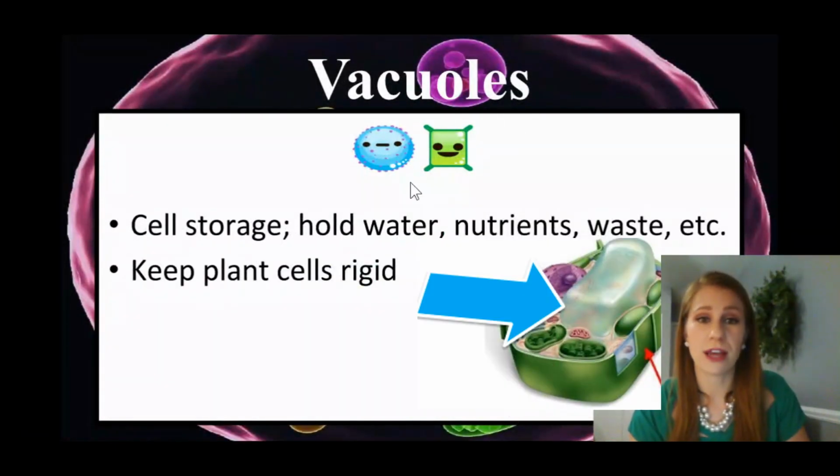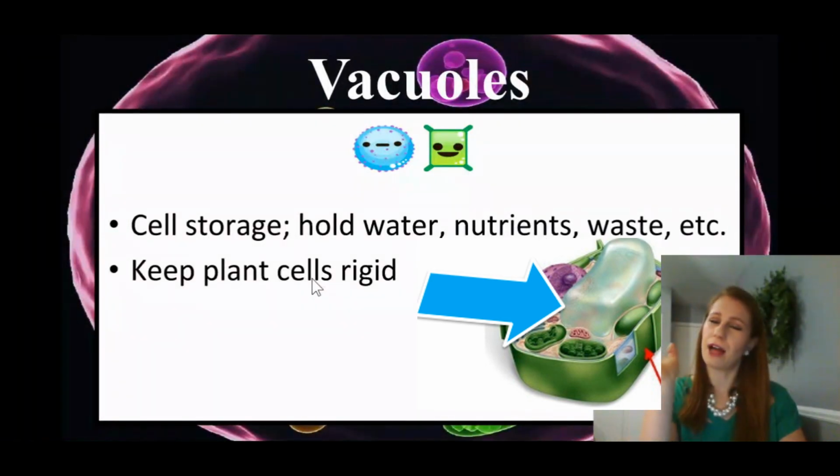We have vacuoles that are found in animal cells and plant cells. Although we did say they are much smaller in animal cells, plant cells is really where they shine. They are large in plant cells. They are there for cell storage. They're there to hold water, nutrients, waste, anything that the cell needs it to hold, it will. And it also helps keep plant cells rigid.